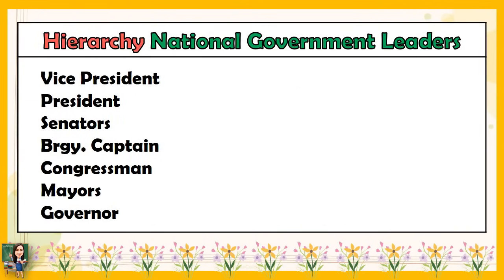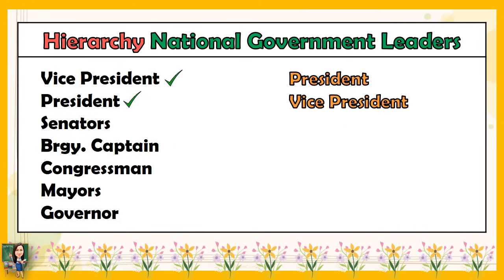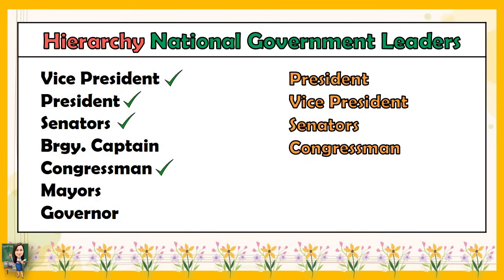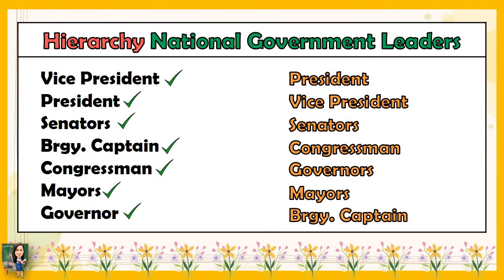Hierarchy: national government leaders. The top leader is the president. Next to it is the vice president. Next to the vice president are the senators. Next is congressman. Next are governors. Next are mayors. And lastly, barangay captain.